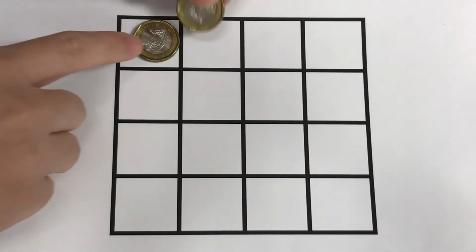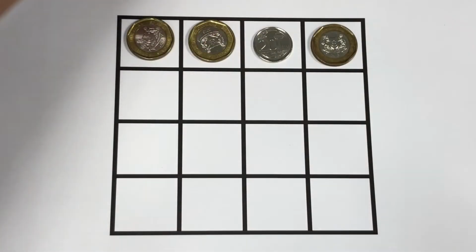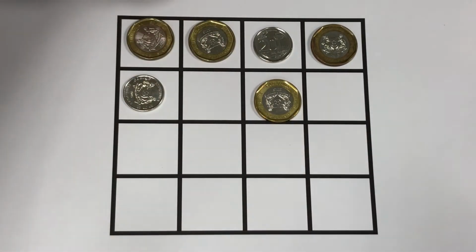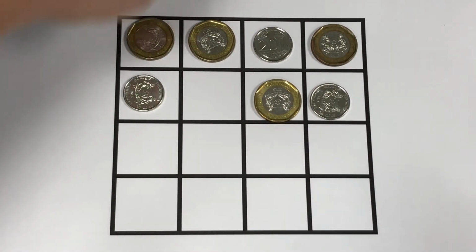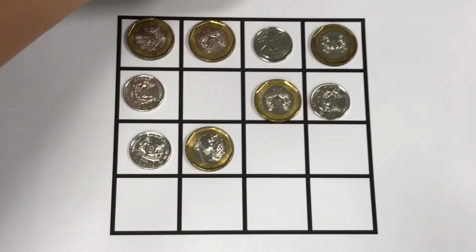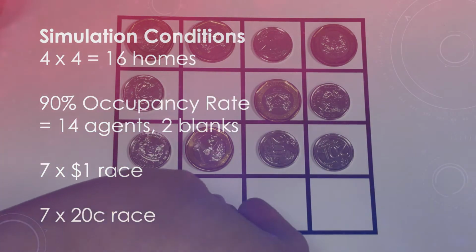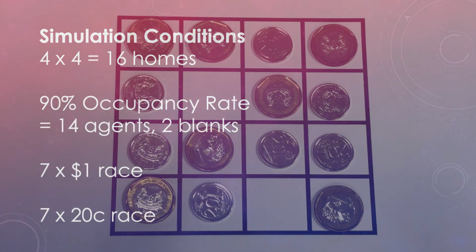So let's play this out on paper with coins. For simplicity and not to bore you to death, I will just use a simple 4x4 grid structure. Unfortunately, I don't have pink and green coins. So let's use the $1 coin to represent one race and a 20-cent coin to represent another race. So in a 4x4 grid setting, we will have 16 homes. Let us assume that there is a 90% occupancy rate, in which case there will always be 2 vacant homes and 14 agents. Let's assume that half of the 14 belong to one race and the other half belong to another race. So that's 7 $1 coins and 7 20-cent coins.